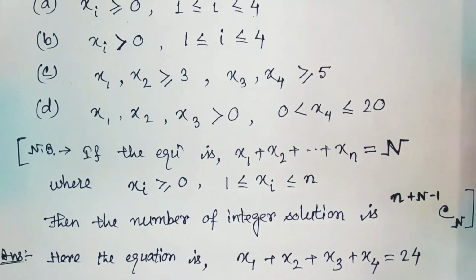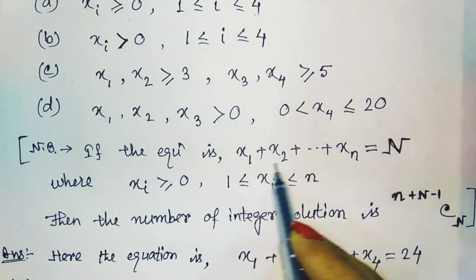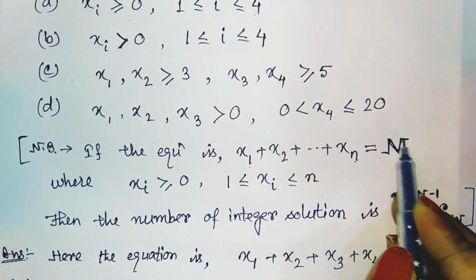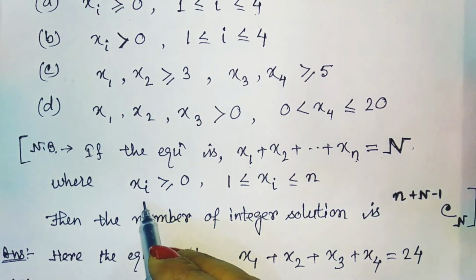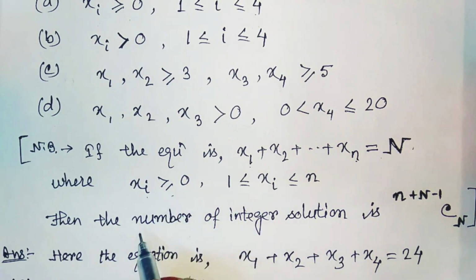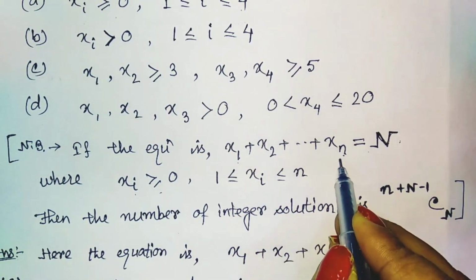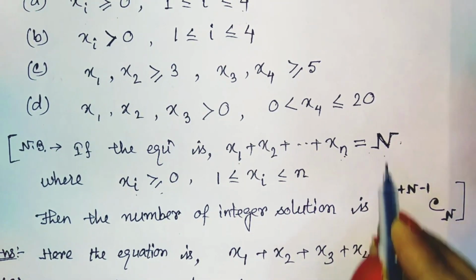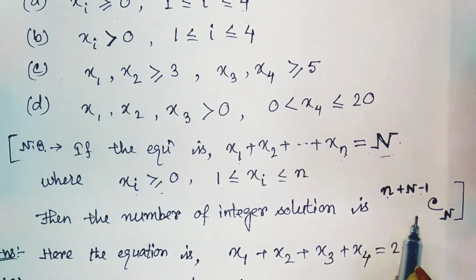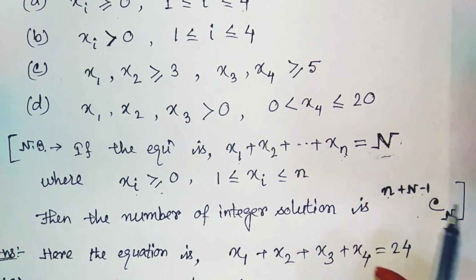Here, just one thing you should remember: if the equation is of this type, x1 plus x2 up to xn is equal to some integer value N, where the initial condition is that all xi's are greater than or equal to 0, then the number of integer solutions is always (n plus N minus 1) C N, where small n is the total number of variables and capital N is the integer value. So this is the formula.